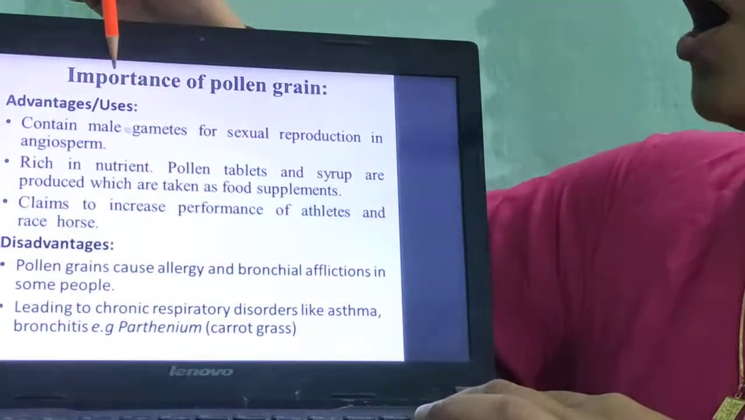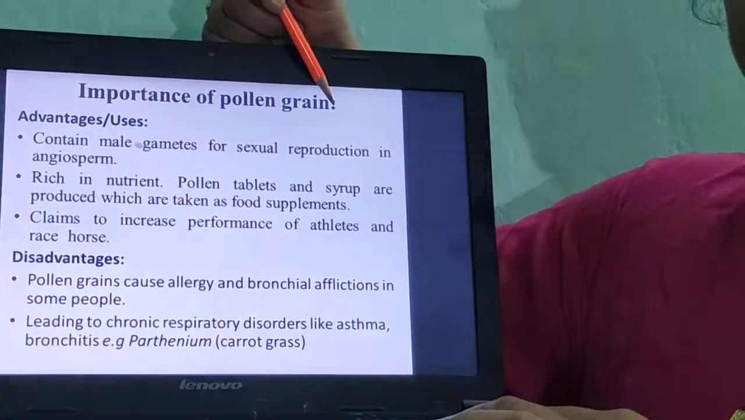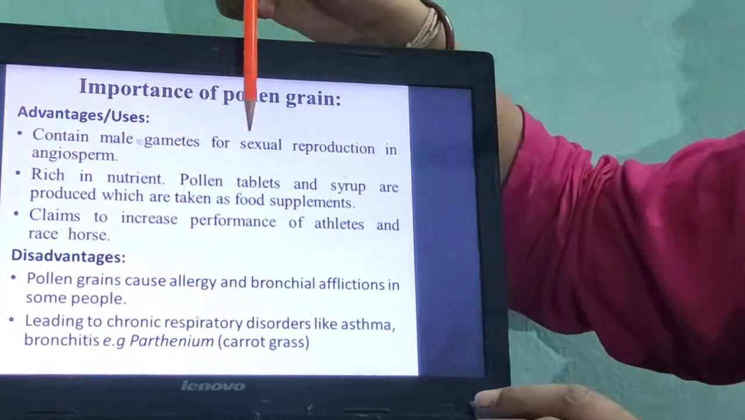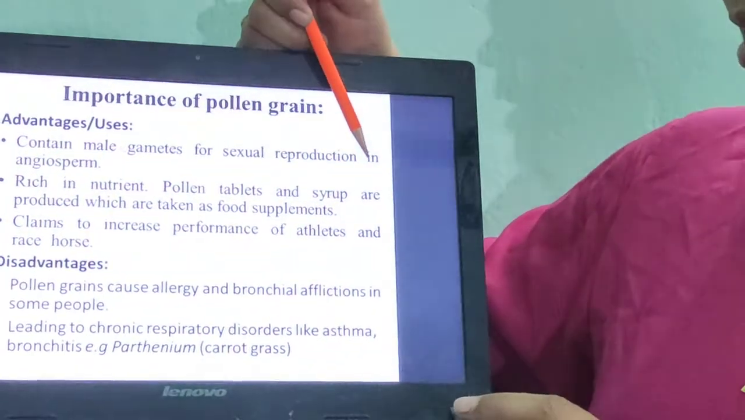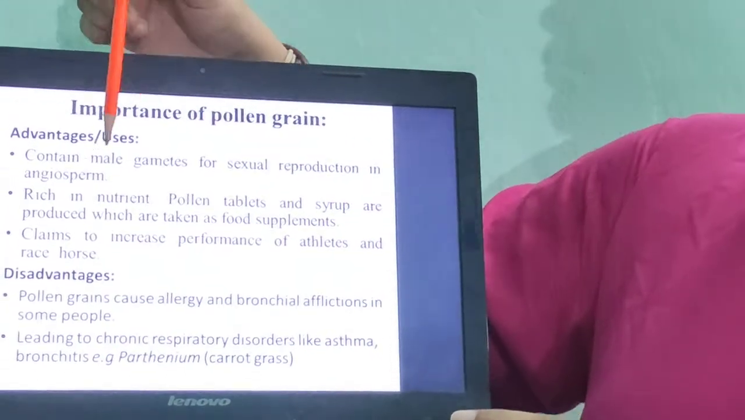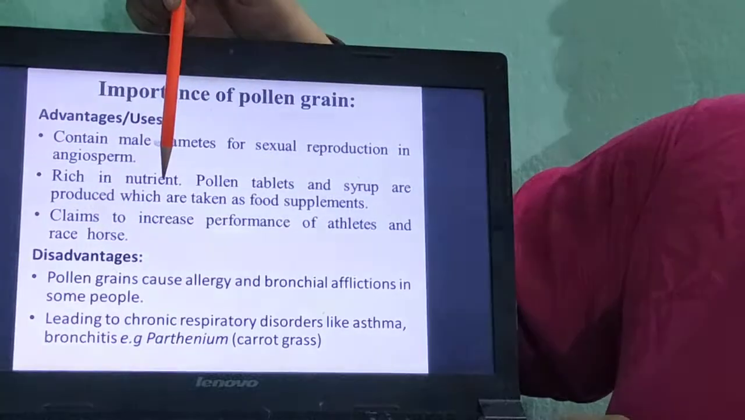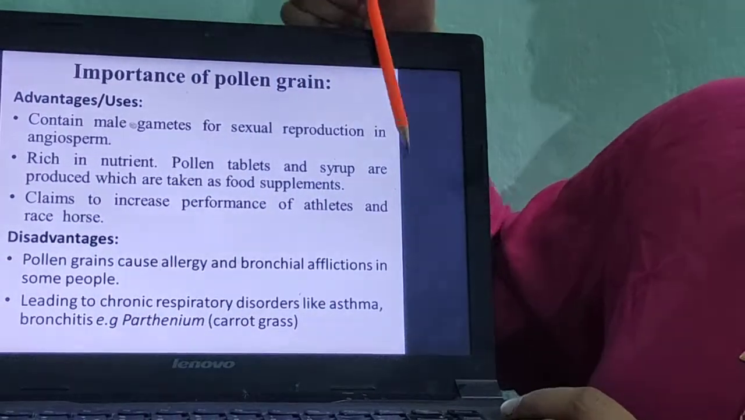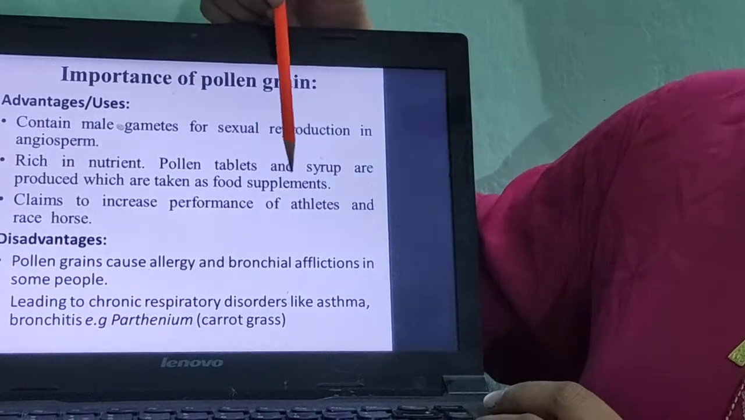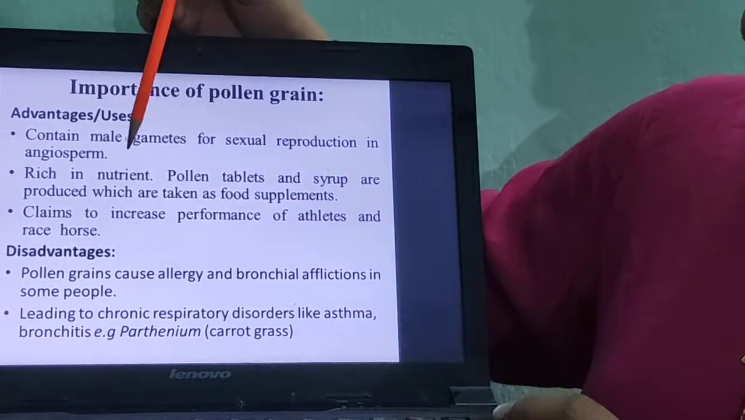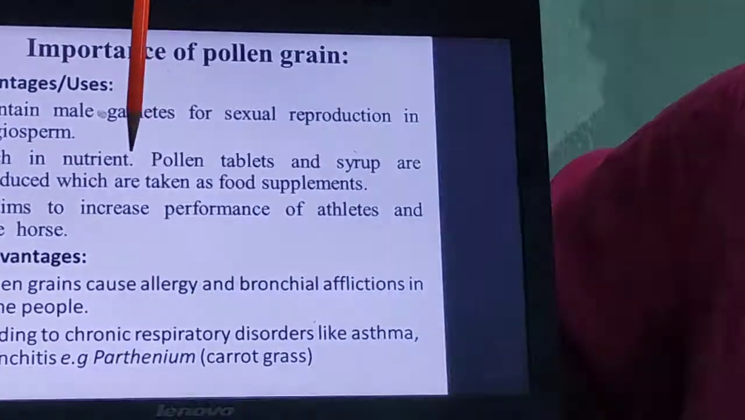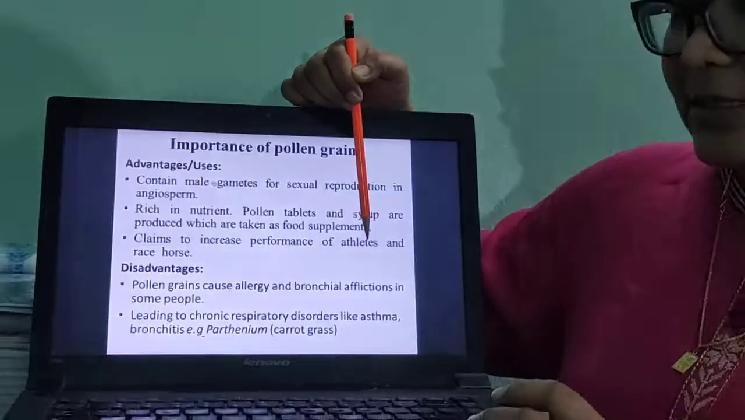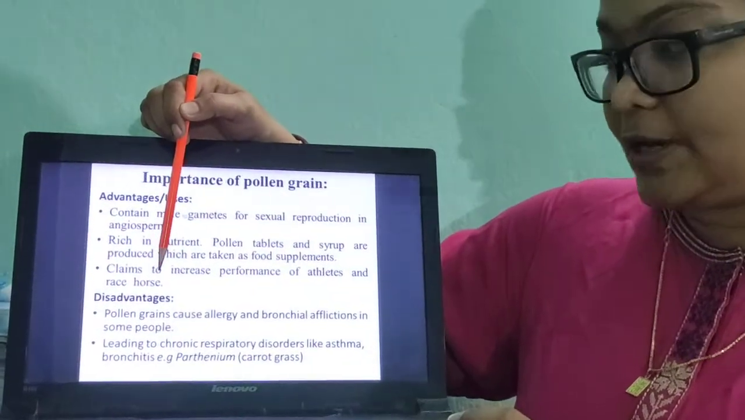Then next is how these pollen grains are important. The pollen grains are important because they contain male gametes for the process of reproduction, that we know. Second, pollen grains are rich in nutrients. Clear? So pollen tablets and syrups are produced which are taken as food supplements. The consumption of pollen grains is claimed to increase the performance of athletes and racehorses, right?